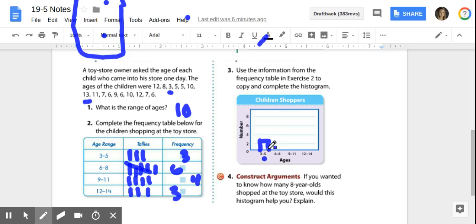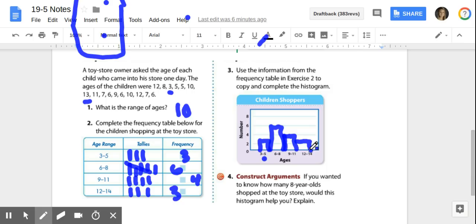In a histogram, the bars do touch. That's also another thing about histograms. The bars have to be touching each other. From 6 to 8, there were 6 kid shoppers. Oh, that's real sloppy. 4 for 9 to 11. And then 3 again. Ta-da! There's your first ever histogram.